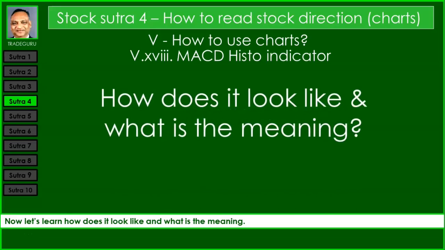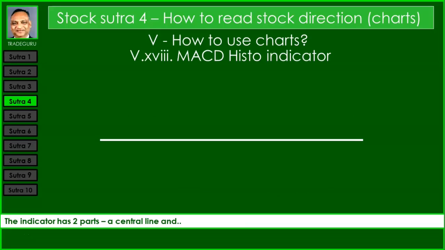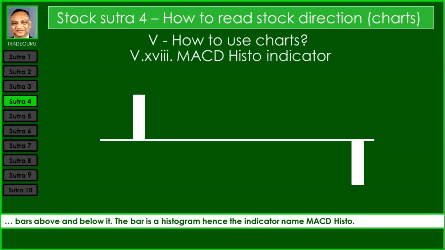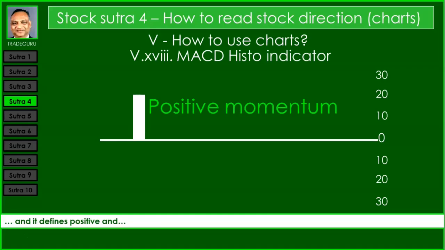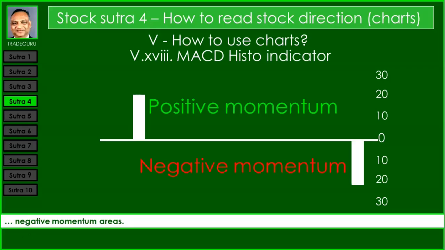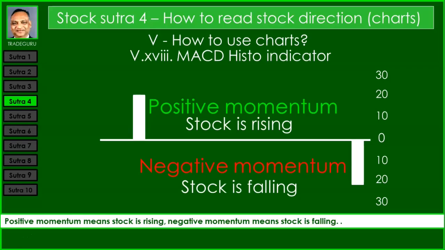Now let's learn what it looks like and what it means. The indicator has two parts, a center line and bars above and below it. The bar is a histogram, hence the indicator name MACD Histo. The central line is set at 0 and it defines positive and negative momentum areas. Positive momentum means stock is rising. Negative momentum means stock is falling.